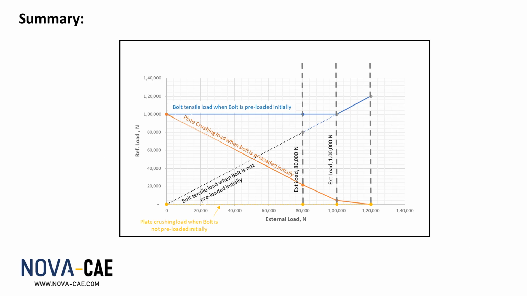This graph summarizes the bolt behavior during the preload and external load. In actual practice, the slope of the blue line may change due to bolt play and the stiffness of the plates. This concludes the demonstration of simulating bolt behavior during preload and external load.